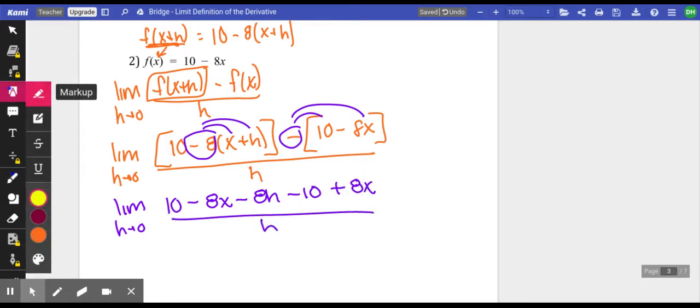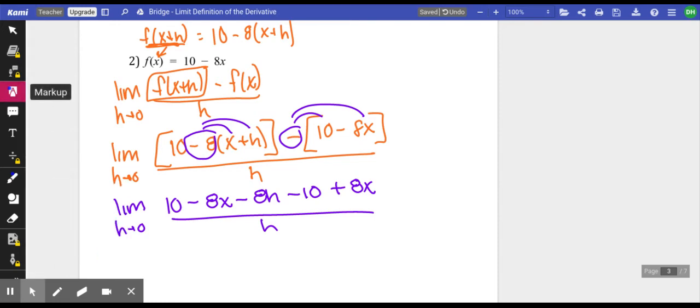And then again, I know I did it right if things are going to start to cancel. So let's see, I have a negative 8x and a positive 8x, positive 10, negative 10. So it looks like I'm left with the limit as h approaches 0. I have negative 8h over h. Those divide out, and I get negative 8.